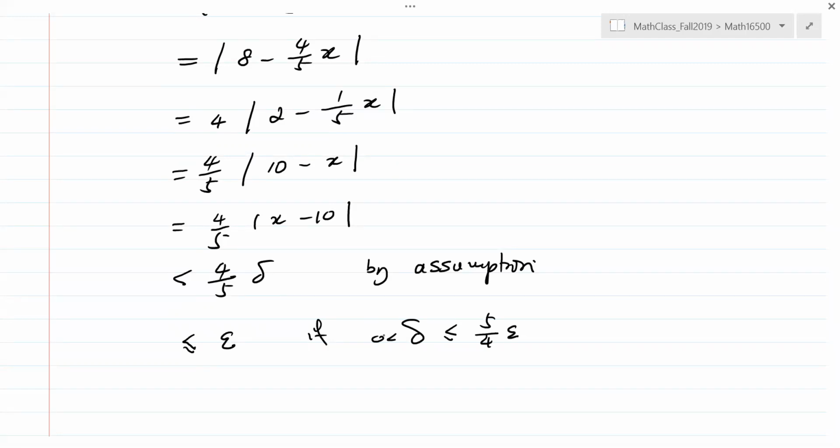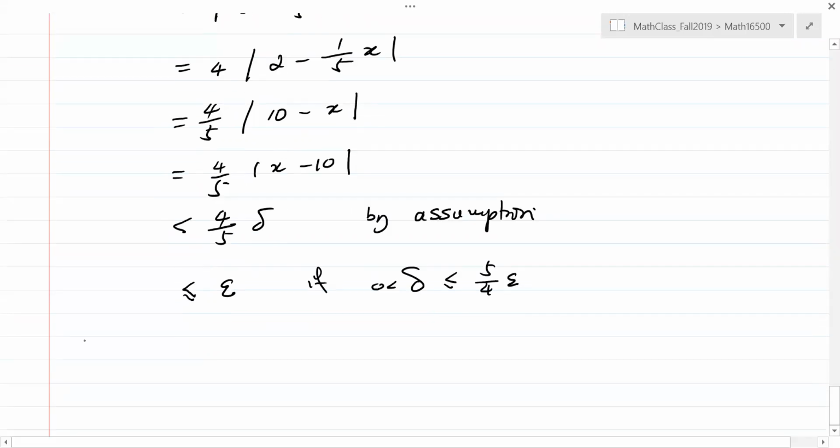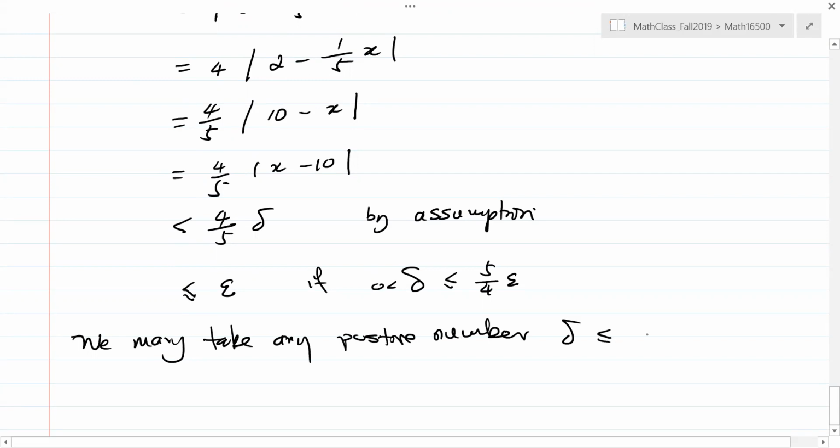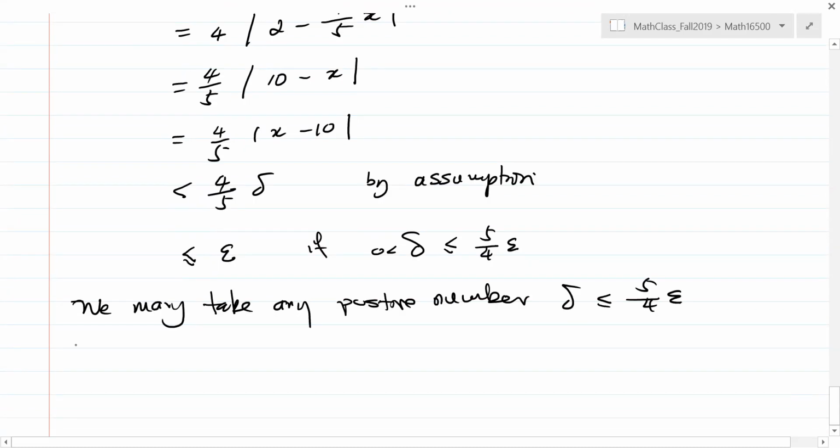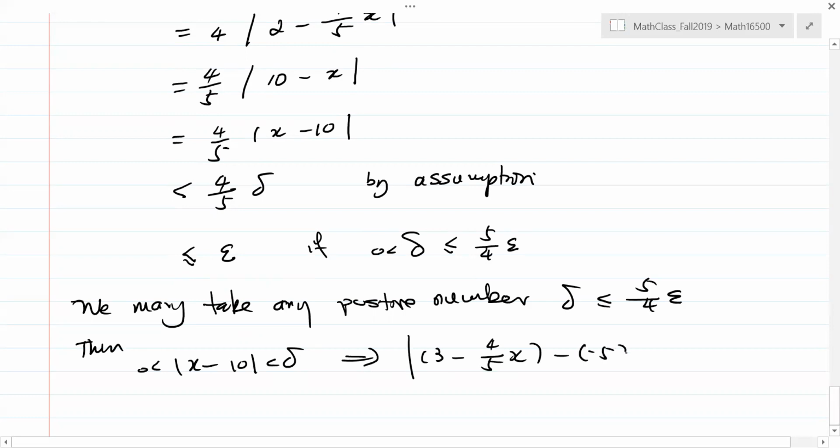So then you can freely choose delta. Then we may take any positive number delta as long as it's less than or equal to 5 over 4 epsilon. Then |x minus 10| less than delta implies this inequality holds. Just like what we see there.